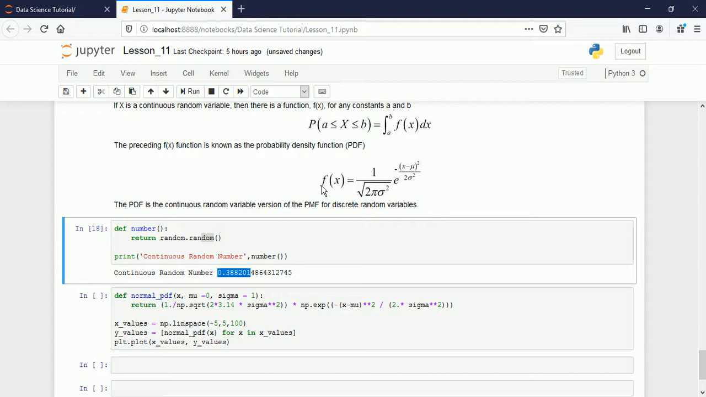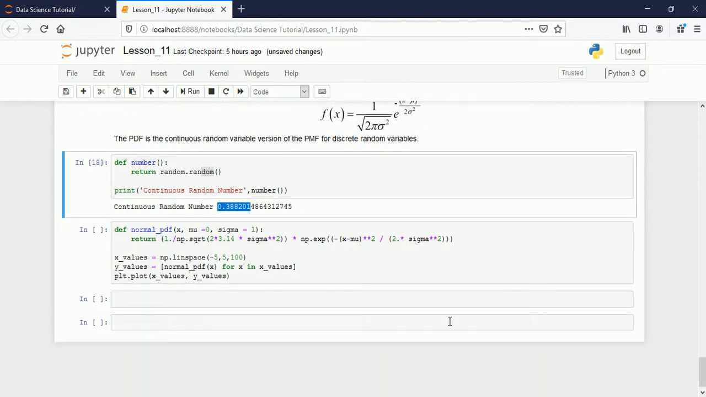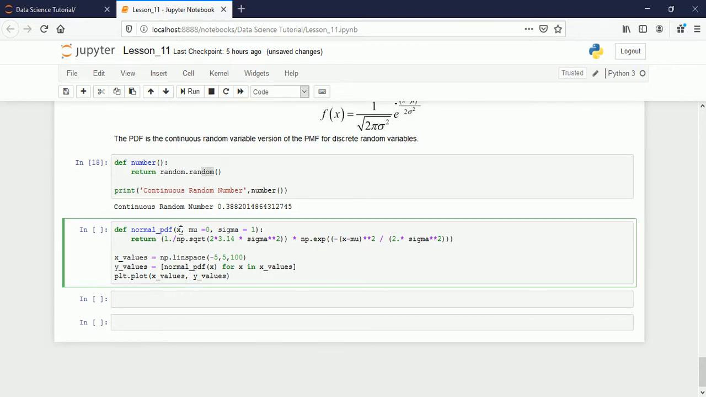Now I want to execute this function here. For executing, it is called normal PDF. So we have x and we have mu equal to 0, sigma equal to 1. And this is the formula: 1 divided by the square root of 2 pi sigma square, and the whole formula is written in the form of a statement here. Now it is returning the value, and from here I am passing the values to that.